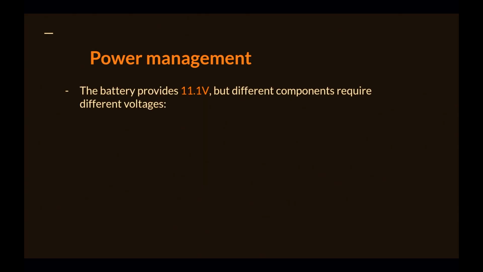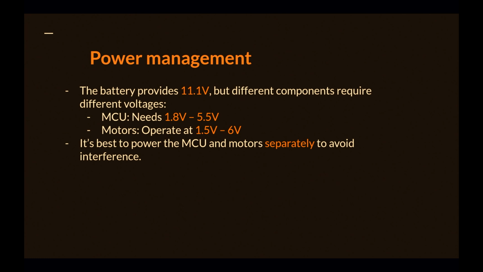The battery provides 11 volts, but we have different components, and different components need different voltages. The microcontroller has a voltage regulator installed, and it can work from 1.8 to 5.5 volts, and motors require 1.5 to 6 volts. But it's better to separate the power lines for the microcontroller and other electronic devices from the motors, because motors create a lot of noise when you work with them. For you, that means that sometimes your microcontroller will just reset without any reason.